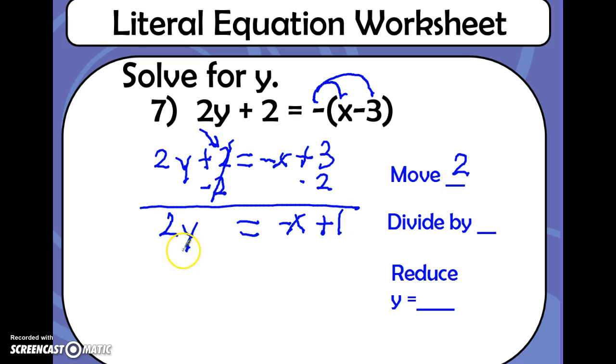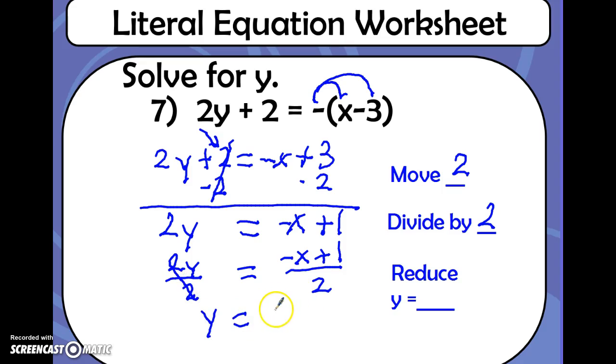Our next step is isolating y further by getting rid of 2, so we have to divide by 2. We have 2y divided by 2 on the left. On the right, we have -x plus 1, and we're also dividing that by 2. So that gets rid of 2 on the left, and you have solved for y. y is equal to -x plus 1 over 2.